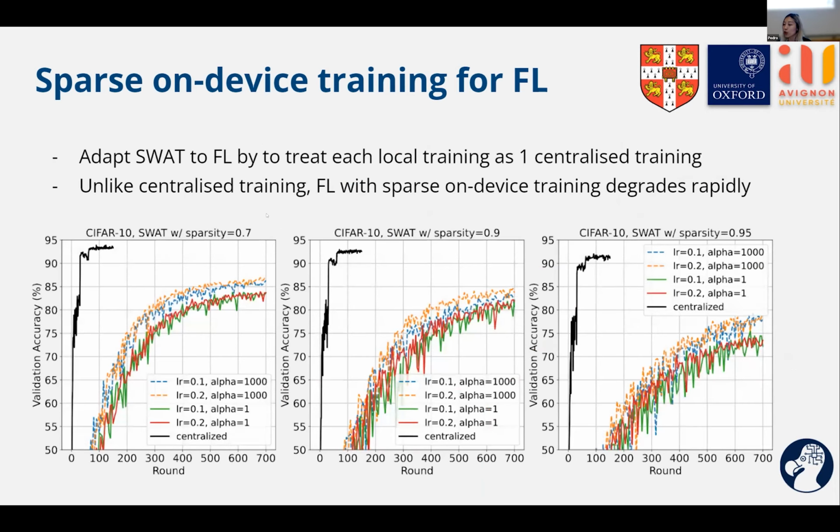We use SWOT in the federated learning framework by treating each local training as one centralized sparse training. Unlike centralized training, federated learning has the problem that the local dataset distribution is very different from the global dataset. The local dataset distribution can be non-IID and very different from client to client. As we can see from the plots here, with over 95% sparsity, centralized training holds up quite well with minimal degradation in performance. However, in federated learning scenarios, the performance drops quite a lot if we introduce higher sparsity ratios.